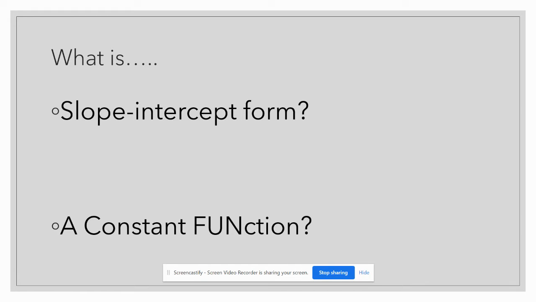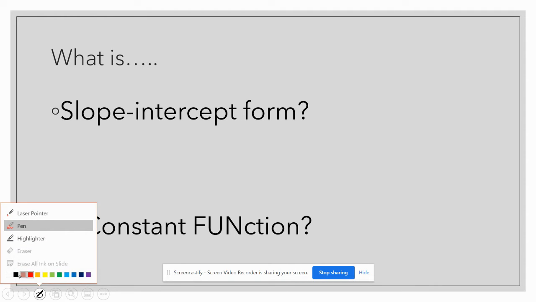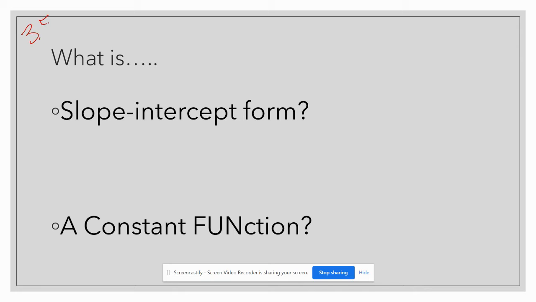Welcome back, everybody. We are continuing with our 3.5 notes. Today we're going to talk about slope-intercept form and constant functions. So what is slope-intercept form?